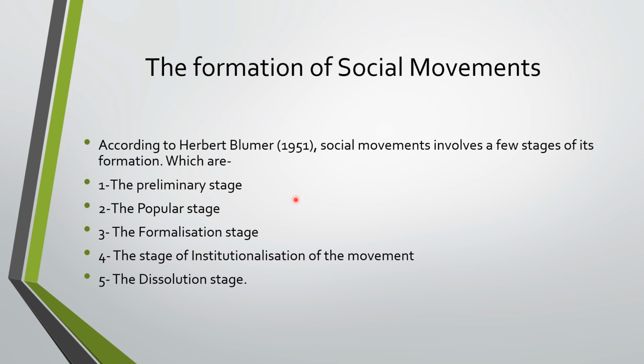According to Herbert Blumer, social movement involves a few stages of its formation. First is the preliminary stage. This stage can also be called the unrest stage. In this stage, we find some confusion or discontentment among people, hence they are restless. All the social movements begin with some feeling of discontent with the existing social order.